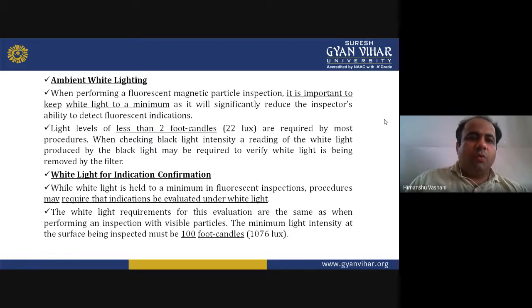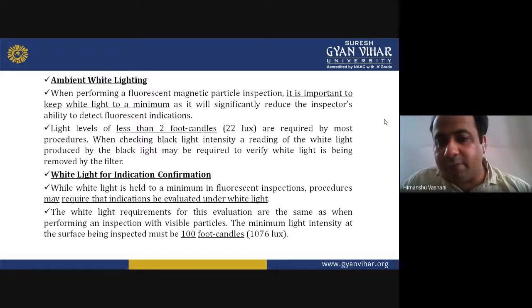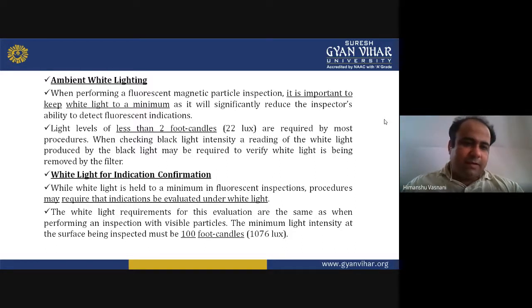White light for indication confirmation: while white light is held to a minimum in fluorescent inspection, procedures may require that indications be evaluated under white light. The white light requirements for this evaluation are the same as when performing the inspection with visible particles. The minimum light intensity at the surface being inspected must be 100 foot candles.